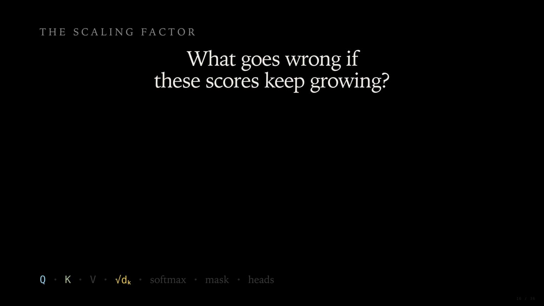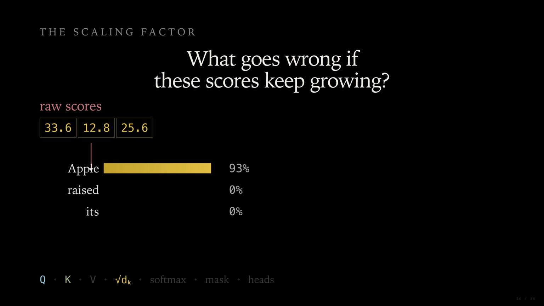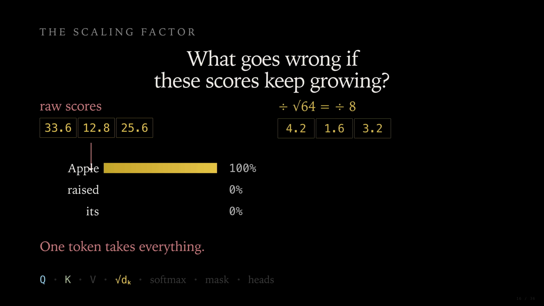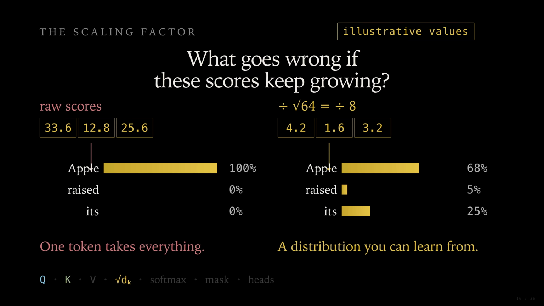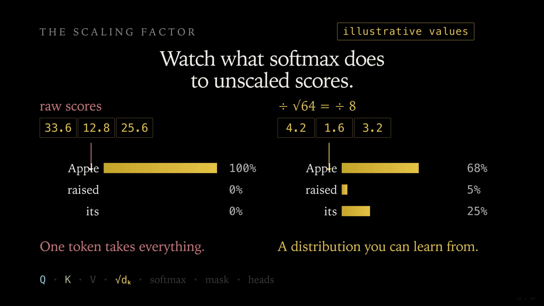It is worth seeing what happens if you skip the next step entirely. Push the raw scores straight into Softmax, and one token takes essentially everything, leaving nothing for the rest. And once that happens, the gradients flatten out and there is very little left to learn from. Now divide every score by the square root of dk, which here is 64, so you are dividing by 8. Nothing has been reordered and the ranking is identical. But what you have now is a distribution you can actually train on. And that is the entire reason the scaling factor exists.